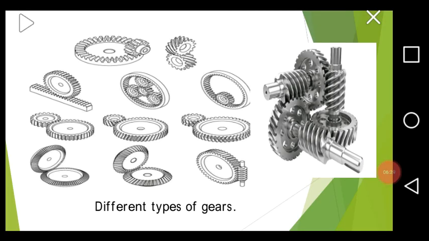For the tooth design, gear teeth are also referred to as cogs. Cogs, C-O-G-S. Hence, a gear is called by the old term cog wheel. In other words, you can also refer to a gear as a cog wheel. Please take note of this.